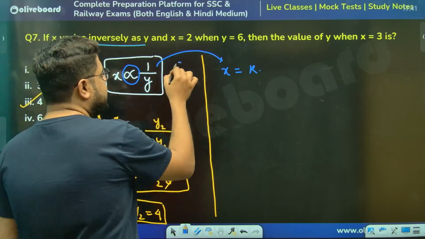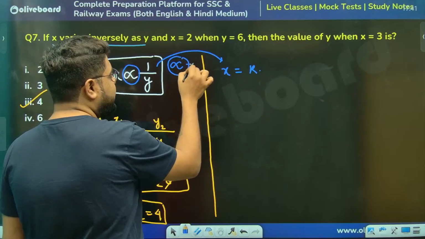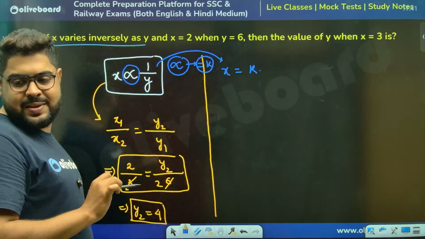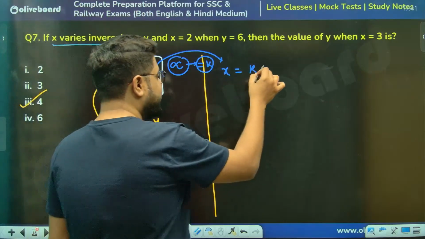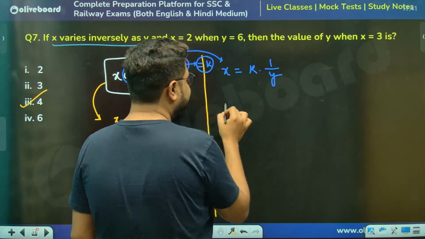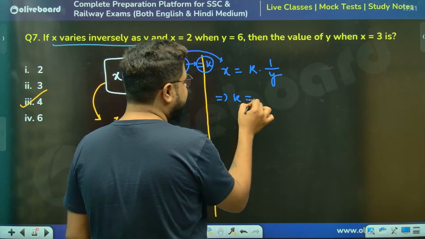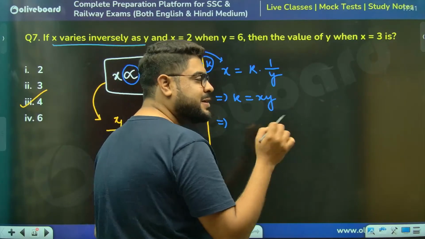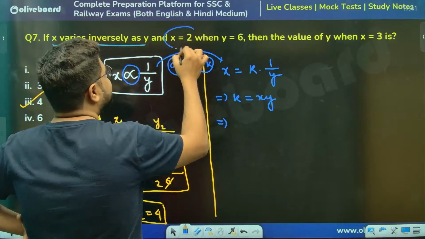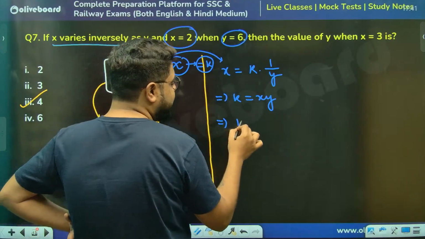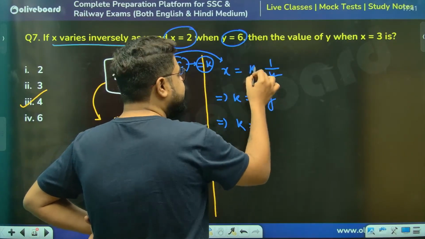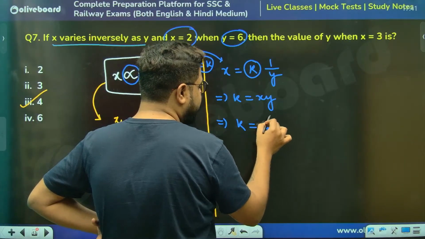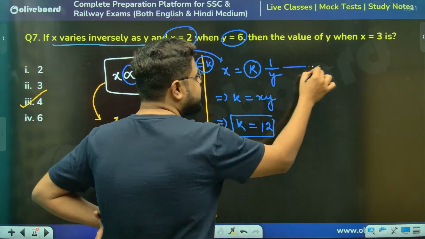So remember, this variation sign is equivalent to an equal sign and a constant. So it is equal to k into 1 by y. So k will be x into y. Now, if x is 2, y is 6, so k will be what? Because k is constant, k won't change. So 6 into 2, 12. Done. Now, this was the relation.